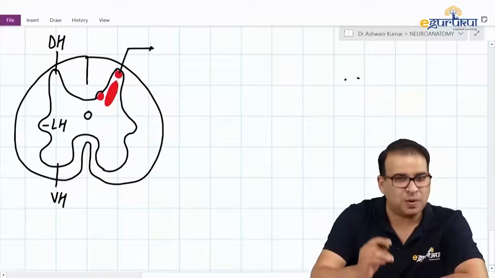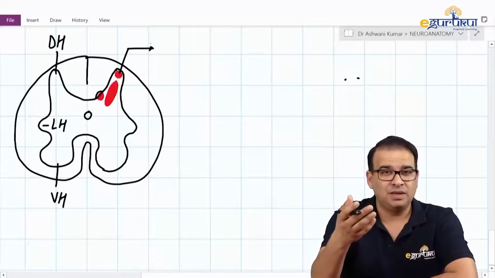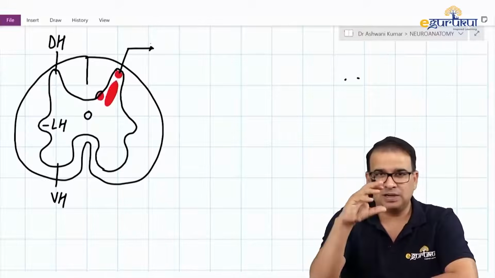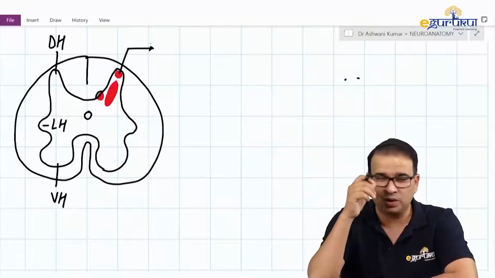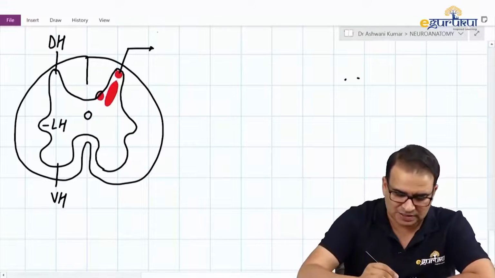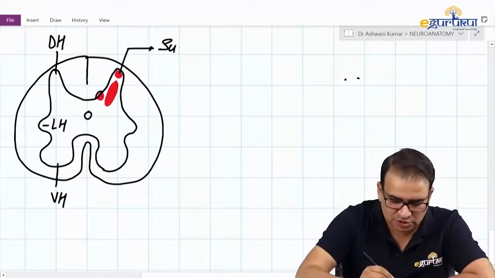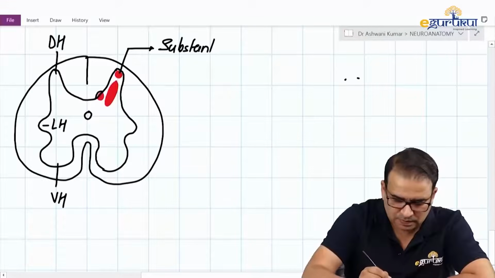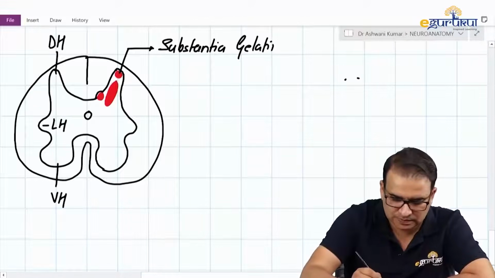And if I may ask you guys, which part of the neural tube must they be derived from? What is the part of the neural tube on the dorsal aspect? That was the alar plate. So they are derived from the alar plate. They are the sensory nuclei. The one that I marked here is called substantia gelatinosa.